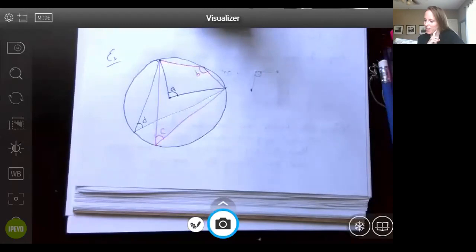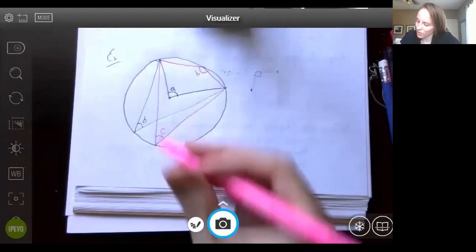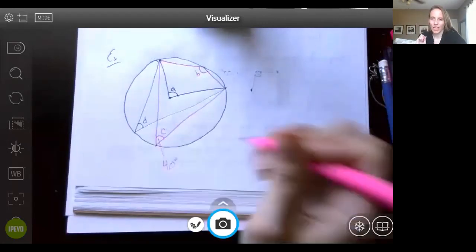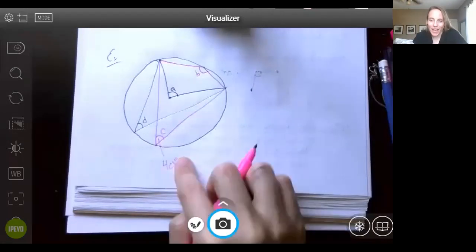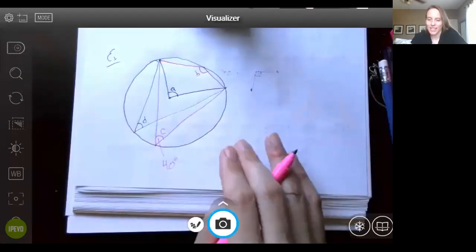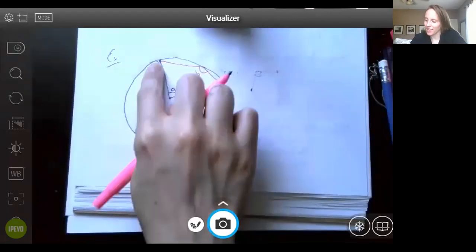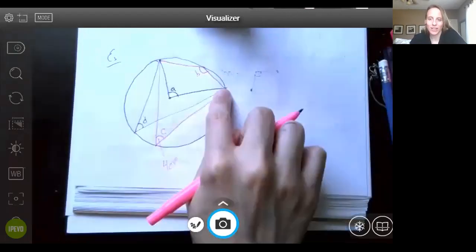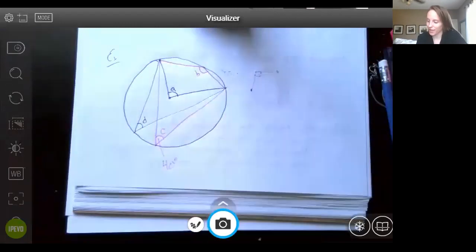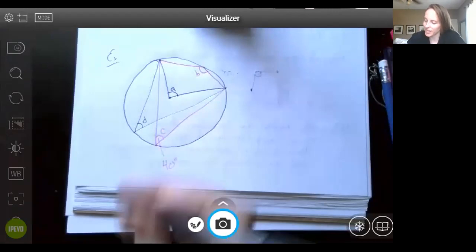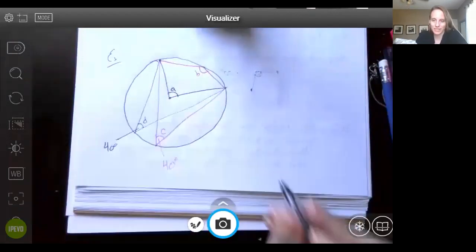I'm going to start by telling you that angle C is 40 degrees. And so pause now, see if you can try to figure this out on your own. Right away, I think the easiest thing to figure out is angle D. Because angle D and angle C are inscribed angles that are facing the same way, they are the same value as one another. So angle D is also going to be 40 degrees.